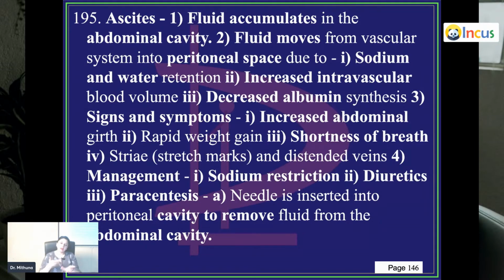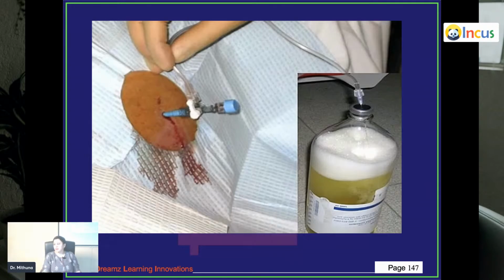fluid. You are just removing that excessive fluid. It is called paracentesis. This is how you do paracentesis. You attach a needle, there is a tube entering into this jar, and the ascitic fluid is getting accumulated. All this straw-colored fluid is ascitic fluid.